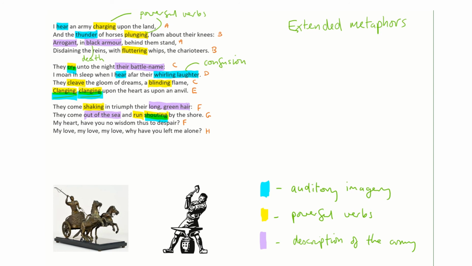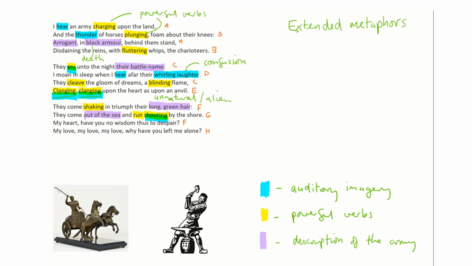Shaking and triumph, the long green hair. We talked about how the long green hair might sort of signify in some way that there's a kind of unnatural quality to this army, even a sort of alien nature to them. Perhaps also reinforced by the idea of them coming out of the sea. And then the two questions at the end.